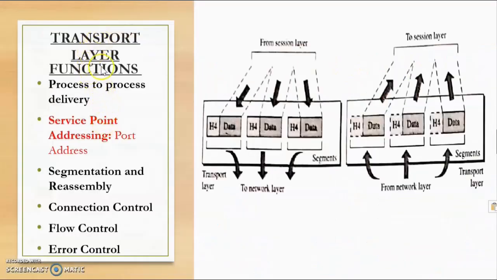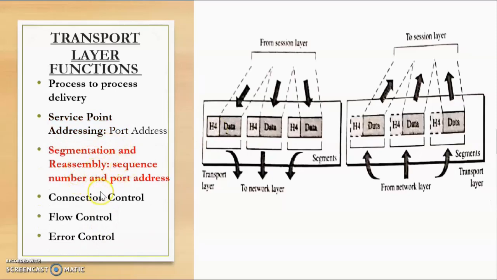Next, let us discuss some more transport layer functions. First one is process to process delivery, which we have already discussed. Second is service point addressing. Now to achieve this process to process delivery, service point addressing is important, which means that the port address of the sender and the receiver will be assigned in the header of each segment. So that is the meaning of service point addressing, that is the port address or the port number of the sender as well as the receiver will be attached in the header.